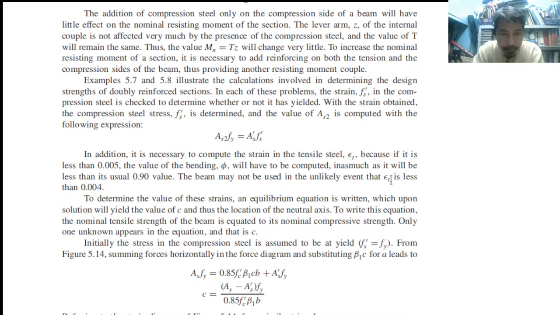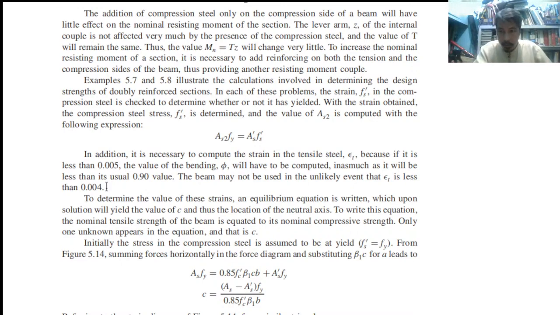strain is less than, okay. So, if the value is 0.004, the transition region is only 0.004 to 0.005. If less than 0.004, meaning 0.003 to 0.004, that is the balance region. And we are not going to use that region, okay? According to the code, okay?